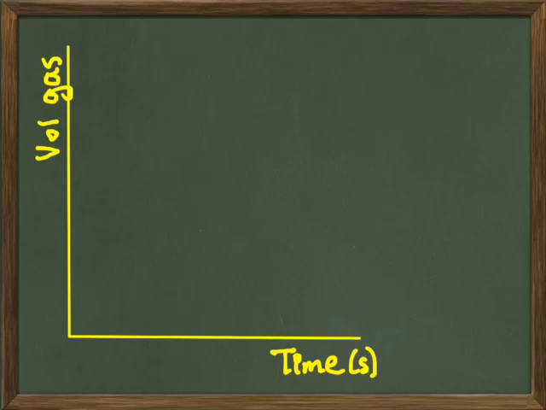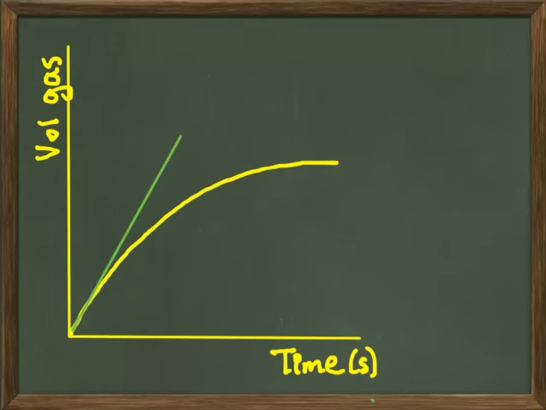And the first thing that you need to do is plot a graph with time on the x-axis and the volume of gas on the y-axis. Once you've done that and you've joined the points together, you should get a graph that looks something like this. What you then do with this graph is draw a tangent to the initial part of the curve, making sure that it goes through 0, 0.